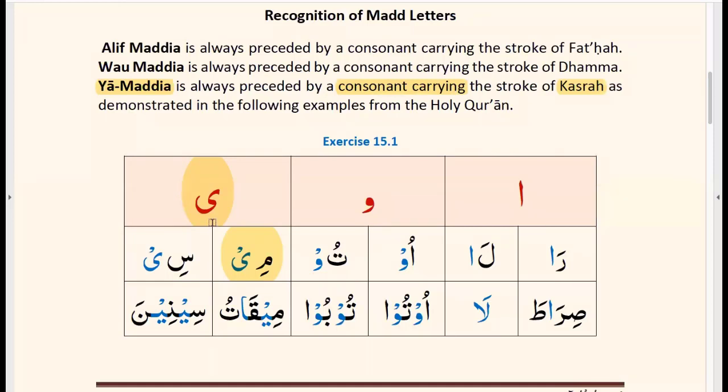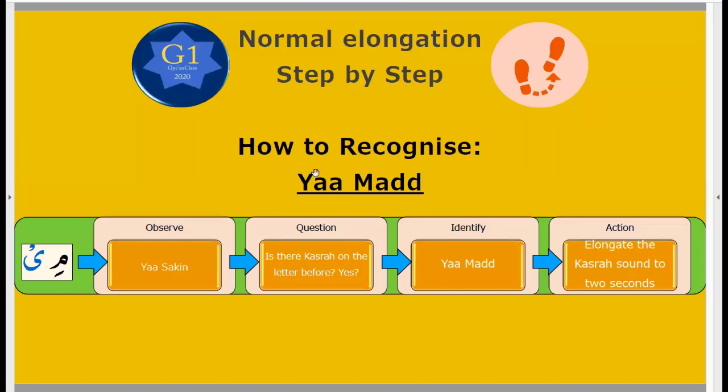The way to recognize a ya mad, we're going to go through that. But just quickly, ya mad is always preceded by a consonant carrying the stroke of kasra, as demonstrated in the example below. Let's have a look at this. We have a mim here with a kasra, and we have a ya with a sukoon on top. How to recognize ya mad.